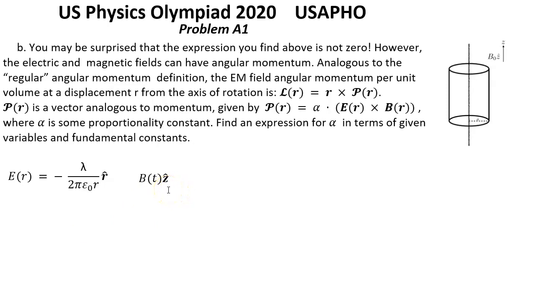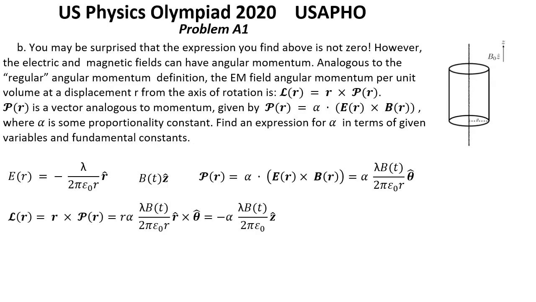Now let's count what is vector p. That will be this cross product, or alpha multiplied by lambda B over 2 pi epsilon 0 r and multiplied by the unit vector in the direction perpendicular to r and z, which is theta. And finally, angular momentum per unit volume is this expression, which is negative alpha lambda B(t) over 2 pi epsilon 0 in the z direction.